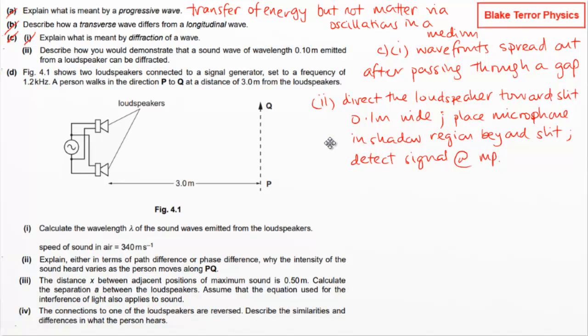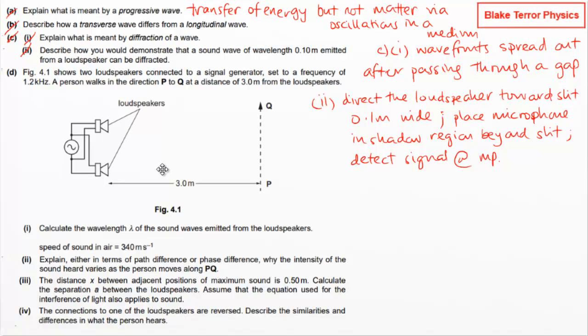So 3 steps: set up your apparatus, loudspeaker towards slit, set the slit size, put the microphone on the other side, and then you can detect it going round corners, so to speak, after it's spread out passing through the gap. Right, part D, looks like we're on to some calculations now.